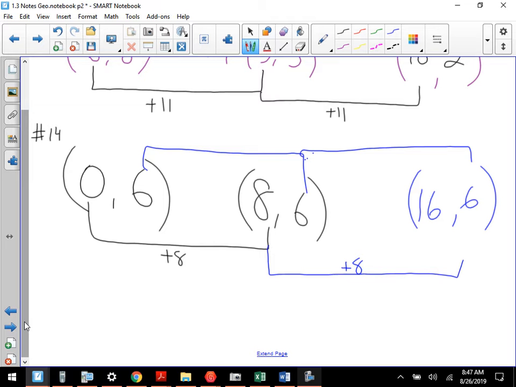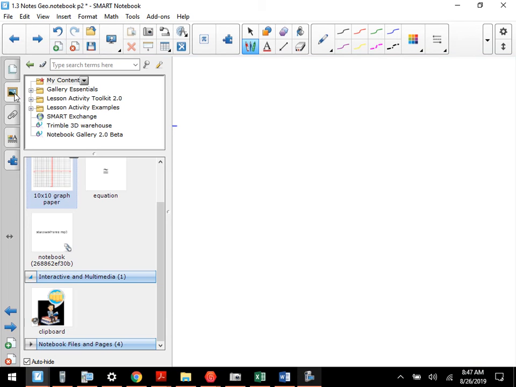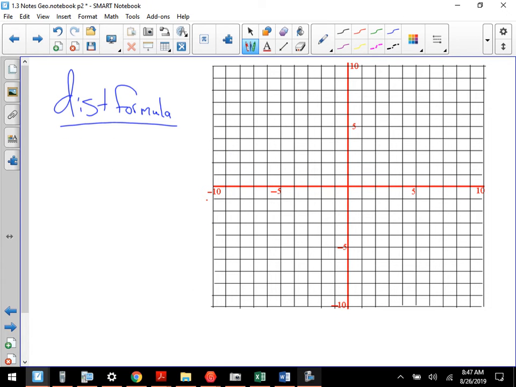Okay. So let's look at this idea of what's called the distance formula. I like to look at the distance formula. And I know you guys don't have graph paper, and you don't need graph paper, but I'm going to show you guys a really, really easy way to do distance formula. And again, it's going to relate to counting, okay?